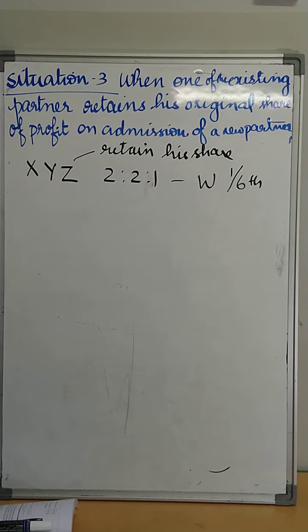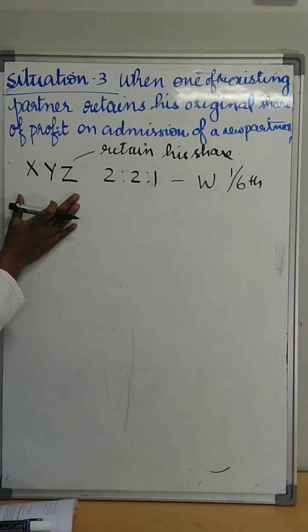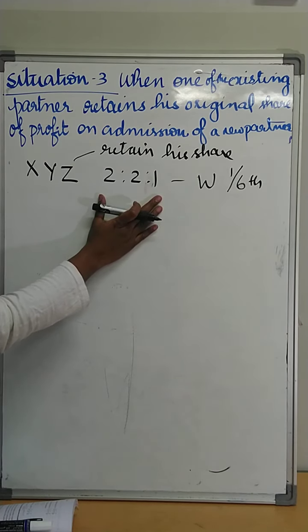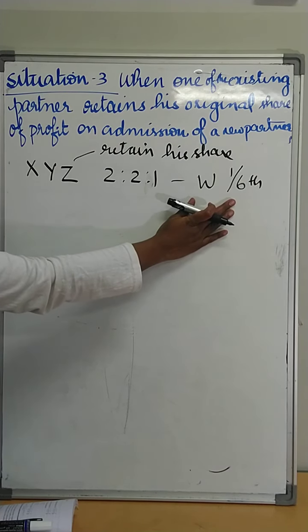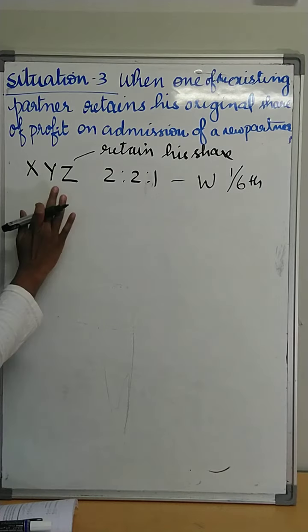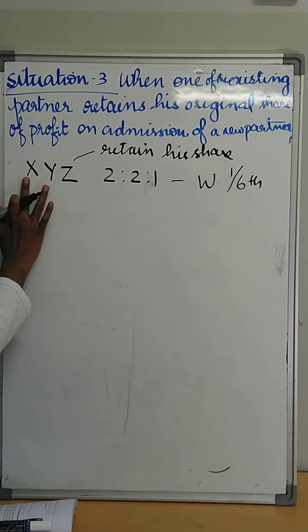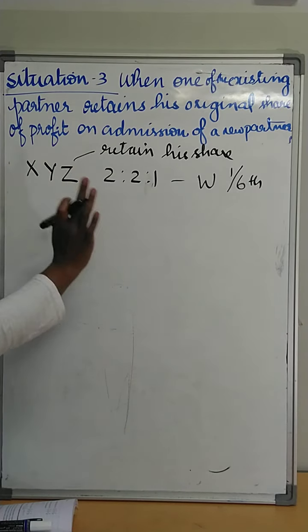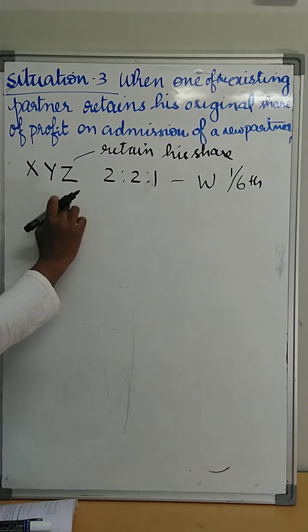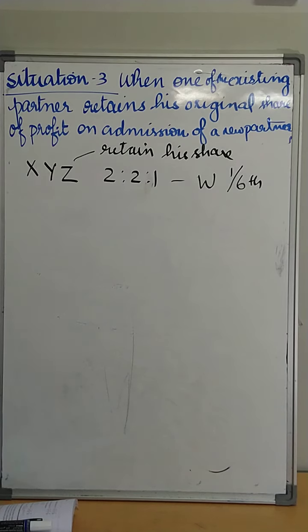I will tell the question once again. X, Y, Z, three partners are there. Their profit sharing ratio is 2:2:1. Now they admitted W into partnership for 1/6 share of profit, but Z will retain his share. Only X and Y are going to give their profit share to W. There will not be any change in Z's profit share. So let's see how to solve this.